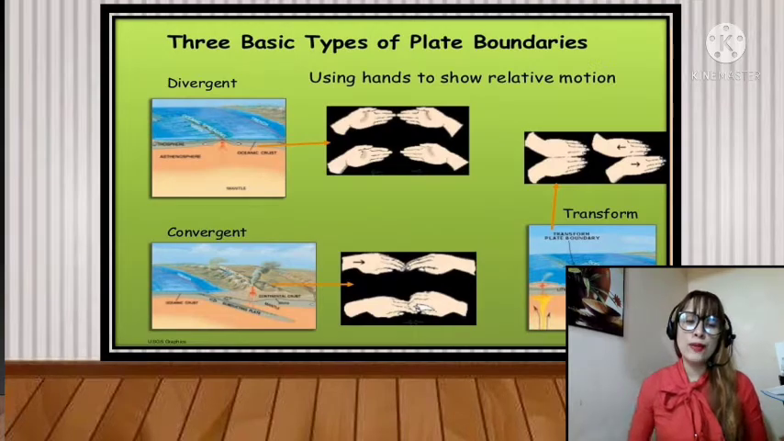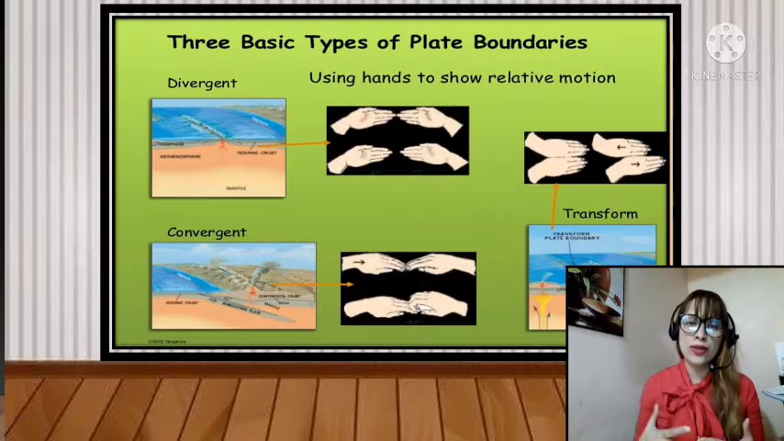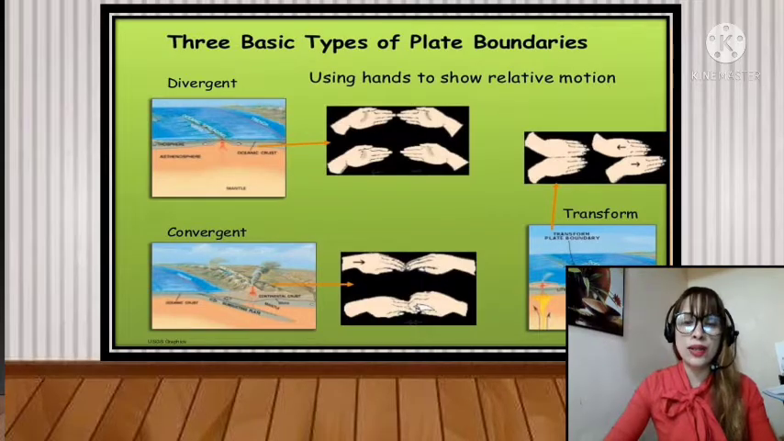And of course, in our previous discussion, we also dealt with the different basic types of plate boundaries. You can see in the picture, we have the divergent boundary, the convergent boundary, and the transform boundary. And we use these hand gestures to show the relative motion of these types of boundaries, which are easy to remember because of this.